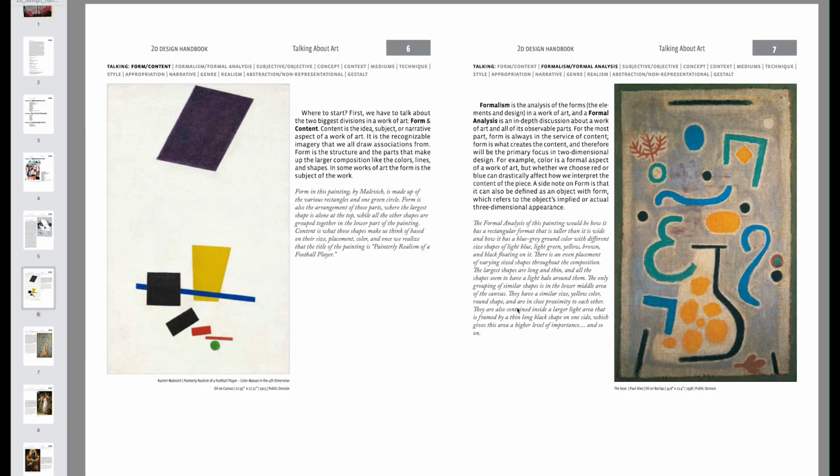They are also contained inside a larger light area that is framed by a thin, long black shape on one side, which gives the area a high level of importance, and so on. So that's just how, in this book, Paul Klee's painting is described.